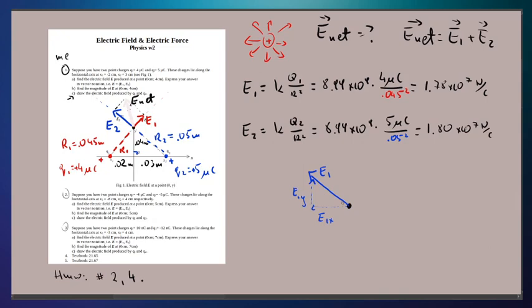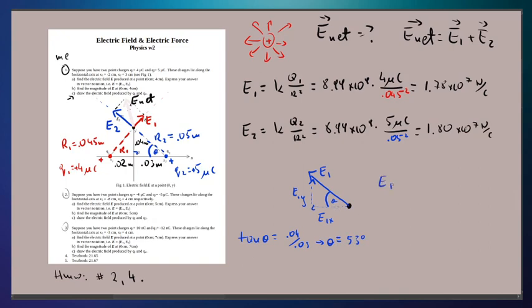I need to find the angle. Shouldn't be too difficult, so here's the angle. This angle is the same as this angle, right? So let's figure this out. Theta, theta. We could do sine, cosine, or tangent for that matter, but let's do tangent. So tangent of theta is 0.04 over 0.03, and that's going to give us theta of 53 degrees. So theta is 53 degrees, and now I can figure out E1x and E1y.